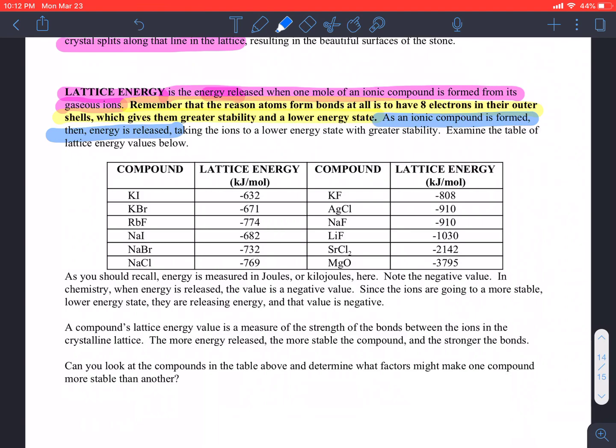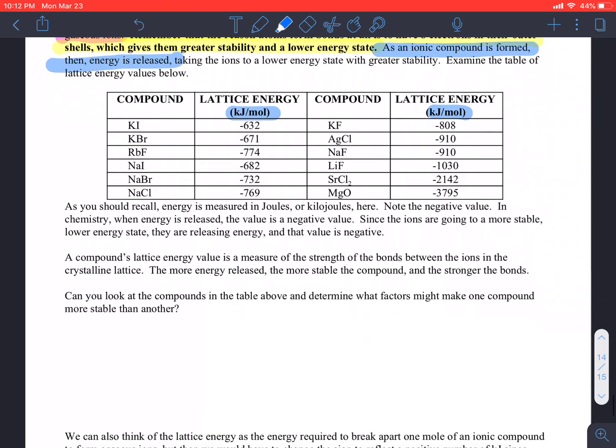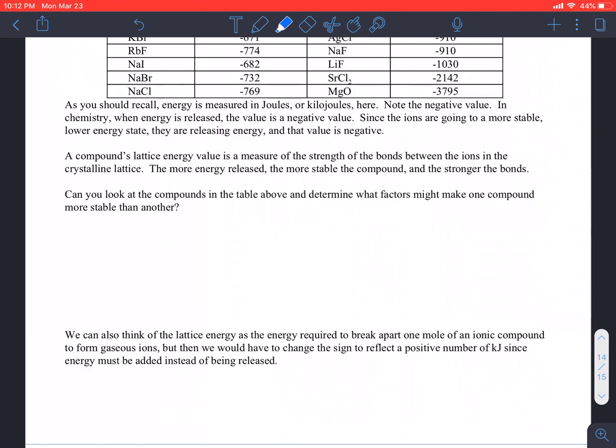So here we have a few ionic compounds. They're all made of positive and negative ions. This is how much energy would be released when 1 mole of the ionic compound is formed, and it's in units of kilojoules per mole. Now, as you should recall from last unit, energy is measured in joules or kilojoules.